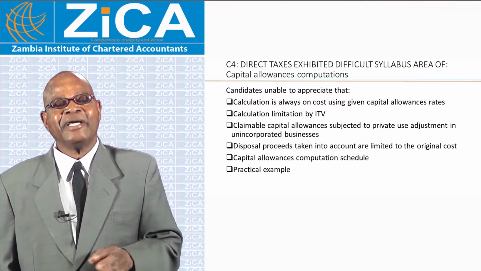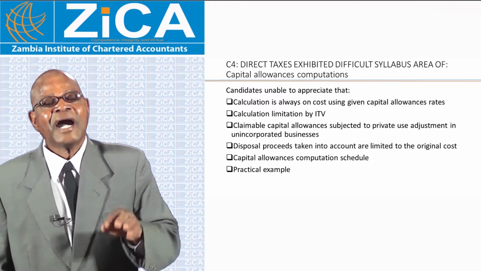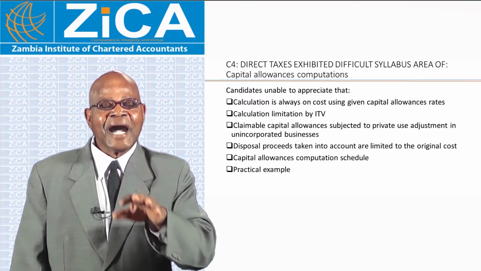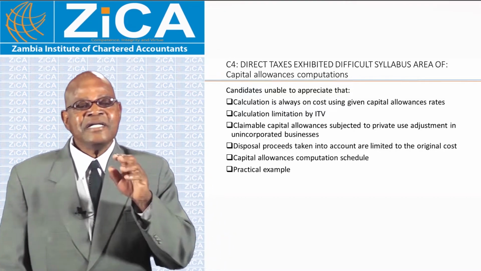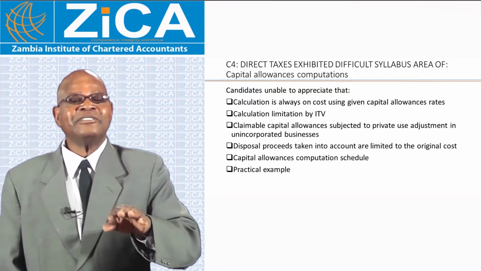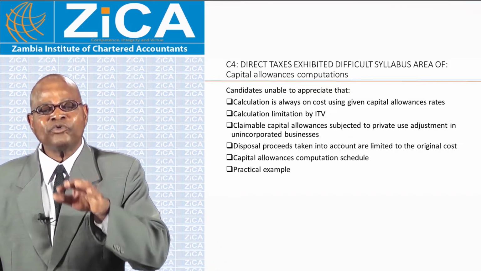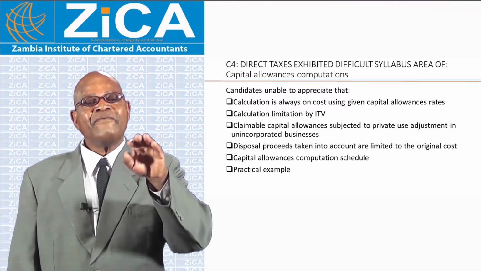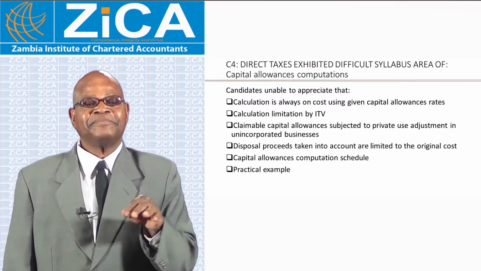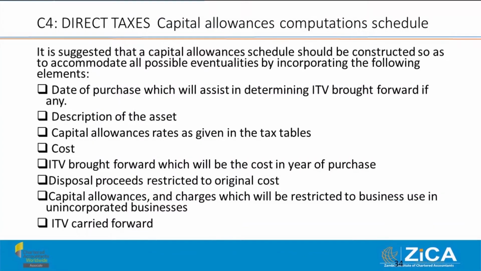And the next problem that we get most of the time is how the capital allowances are actually computed. And in this regard, I'm suggesting to us today that we come up with a capital allowances computation schedule that takes into account all these handicap areas that we've looked at. So let's look at a case here where it is suggested a capital allowances schedule should be constructed so as to accommodate all possible eventualities by incorporating the following elements.